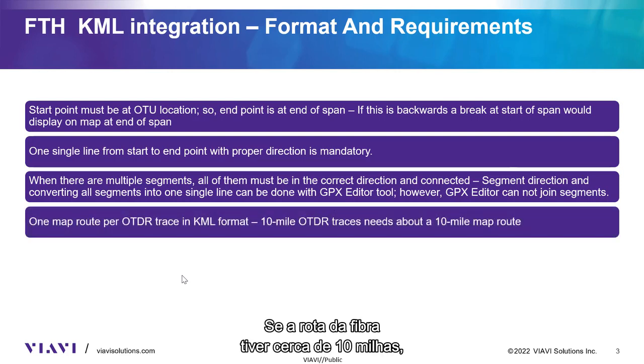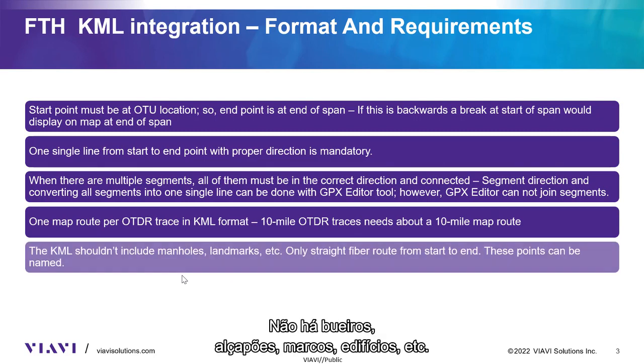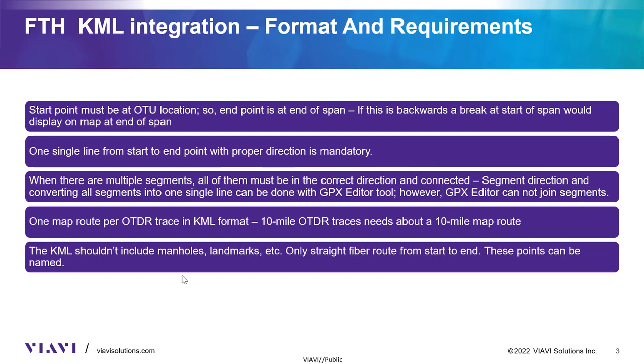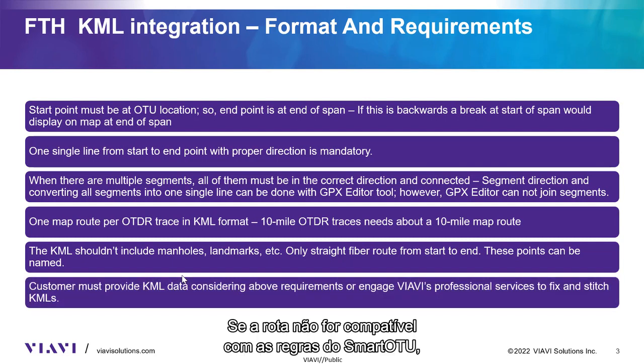If the fiber route is about 10 miles, then the OTDR trace should be about 10 miles. No manholes, handholds, landmarks, buildings, etc. go in the KML. It's a straight fiber route, but the start and end point can be named. If the route is not compatible with these Smart OTU rules, then the KML can be fixed or redrawn.